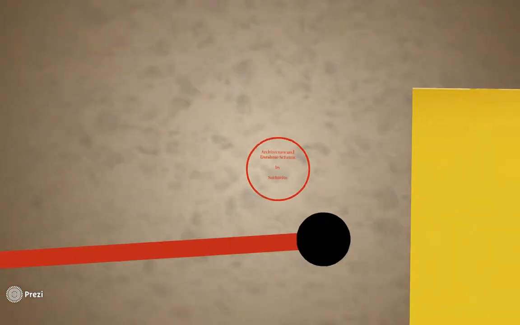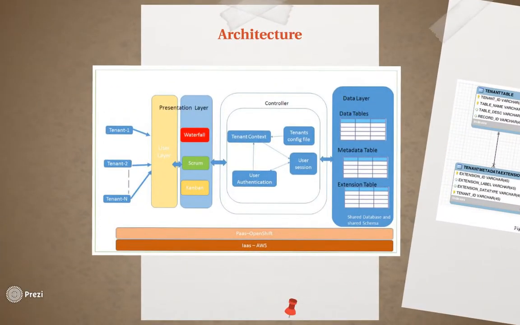This is basically our architecture diagram, and it has three layers. One is the presentation layer, one is the controller layer, and one is the data layer. We have used MVC architecture for our project, and we have built the presentation layer using Express.js. The controller layer has all the application logic, and the data layer has the database part. We have built a database using MySQL.